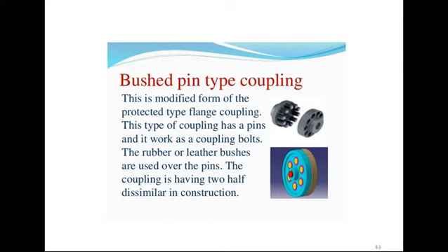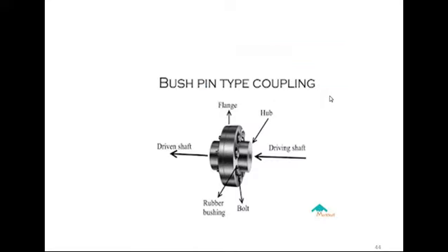The coupling has two halves, dissimilar in construction. Okay, so it has two halves with dissimilar construction, and we are going to join the shaft from one side and another shaft from this side. So here we will see the bush pin type coupling.